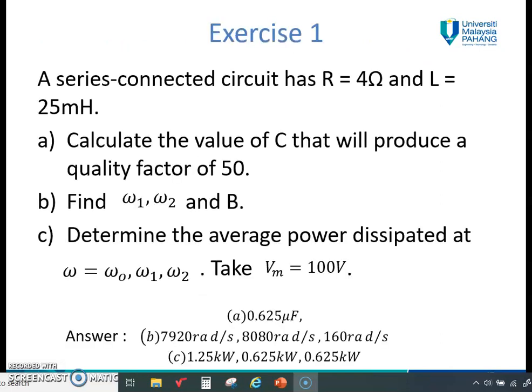For this exercise, using the steps explained before, you have to calculate the value of C, given the quality factor is 50. You have to find omega 1, omega 2 and also B, and then determine the average power at omega naught, omega 1 and omega 2. Given the value of Vm is 100 volt. Try to do this one, and then compare your answer with the answer given here.